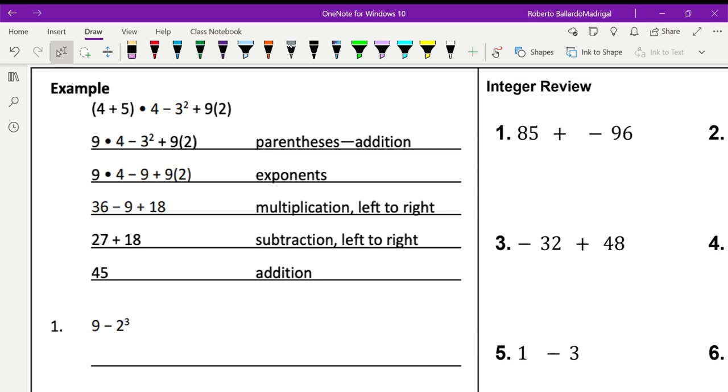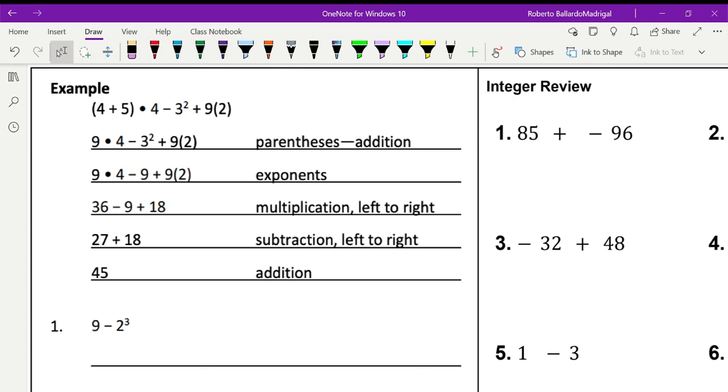In the next step, you solve the exponents. So you write the step that you took, exponents. In the third step, then you do multiplication from left to right. In this case, we multiplied 9 and 4. That makes 36. Then you do subtraction from left to right. 36 minus 9 gives you 27. Final step is to do addition, and your final answer is 45. Okay? So, to summarize, you are going to solve, once again, step by step, but you will label what step you took by writing a description as shown in this example.